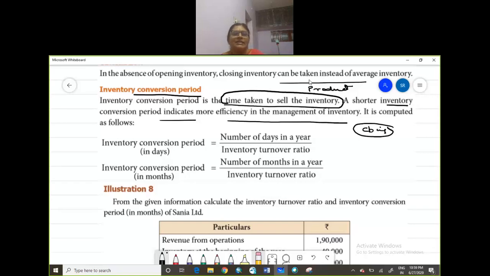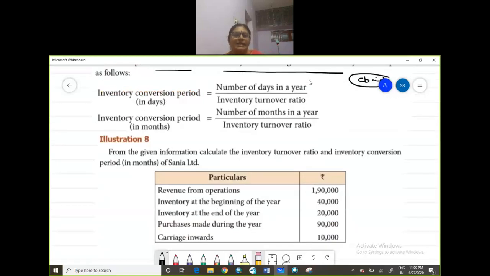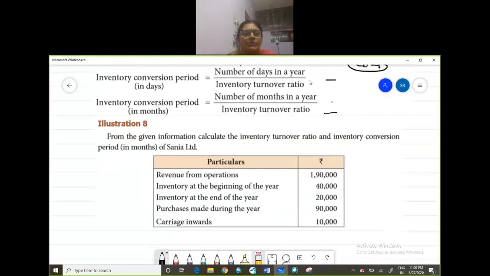You can calculate the inventory conversion period in number of days or in months, depending on the problem. If they ask you to calculate it in days, use this formula: number of days in a year divided by inventory turnover ratio. If it is in months, the number of months in a year divided by inventory turnover ratio. First you should become familiar with the formulas, then it is easy to calculate.